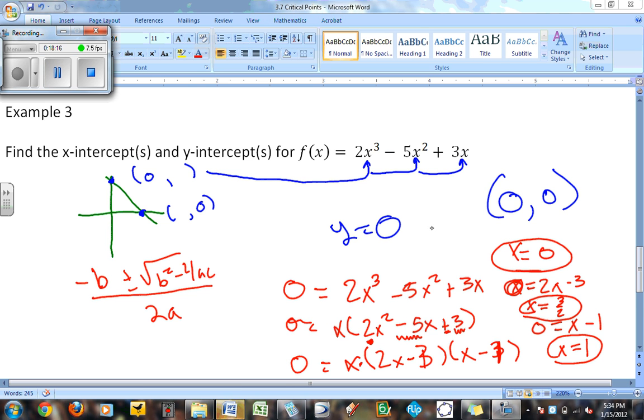So that graph might be doing something crazy, where it's going something like this. It crosses that x-axis a couple different times. So all these things are going to help us sketch graphs out, and that's what we're going to do.